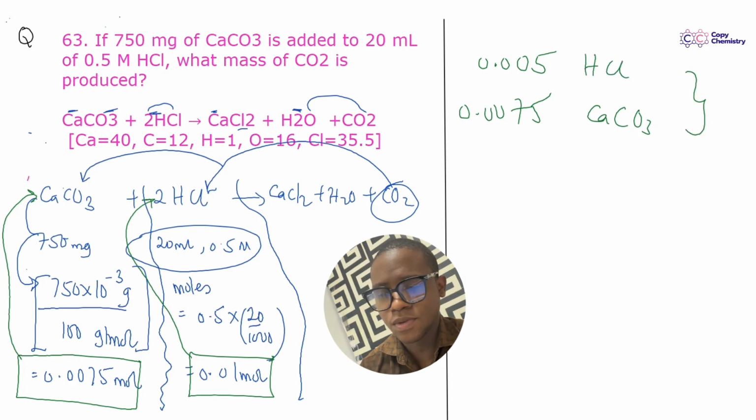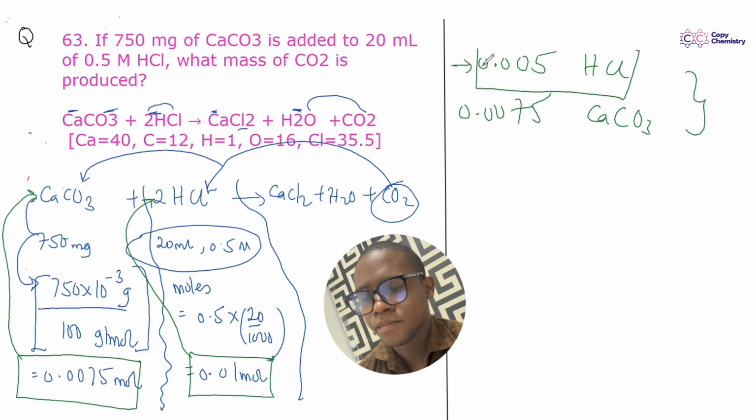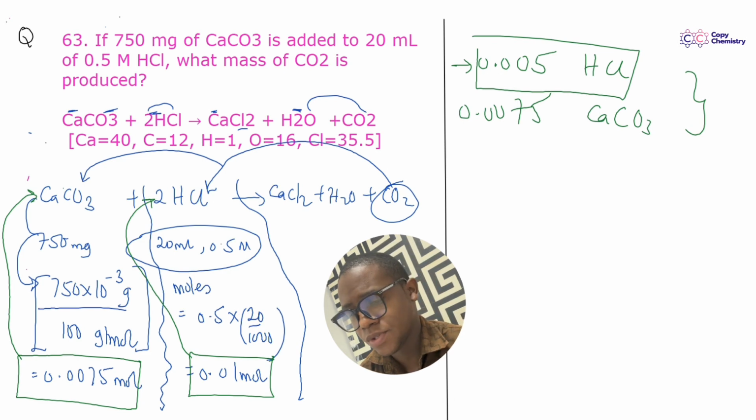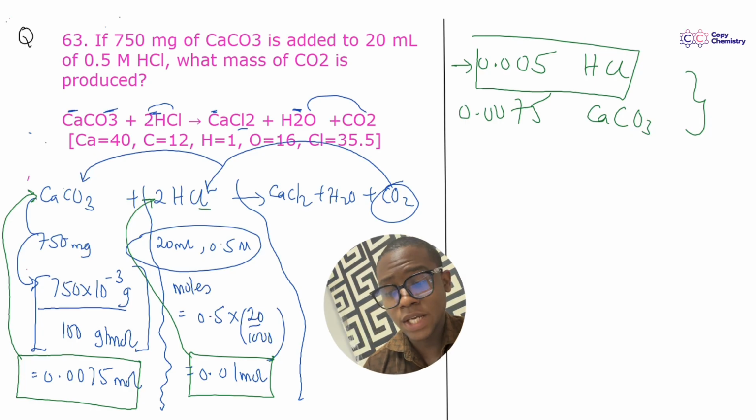See what I'm doing here in this green ink? You don't have to show it, you do it on a scrap paper. Right, so 0.0075 is for CaCO3 and our HCl is 0.005, which is smaller. That is smaller than 0.0075. Therefore, our HCl is the limiting reagent.